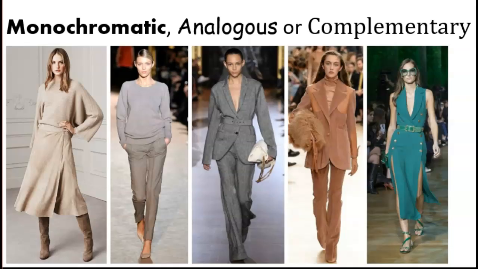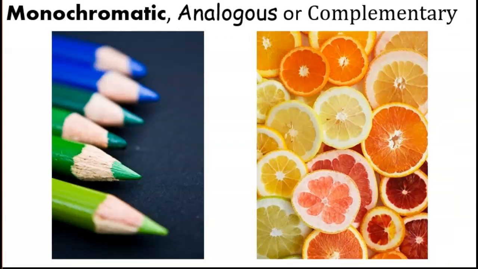Excellent. What about these ladies? Each one of these ladies is wearing a particular color scheme. What color scheme are they wearing? Monochromatic, that's right. Each one of them is dressed in just a single color. Have any ideas? Analogous, that's right. So the pencils of blue and green are neighbors, and you can have some teal there. You can see that's a mix between the blue and the green. And the citrus fruits over here are all orange and yellow.